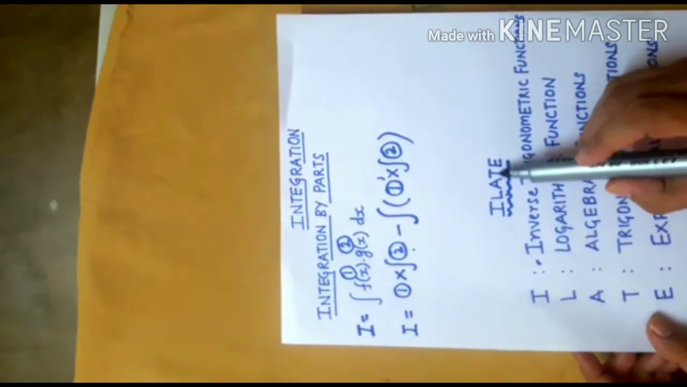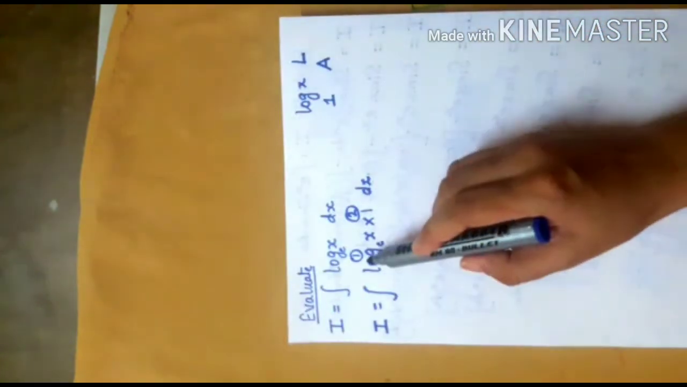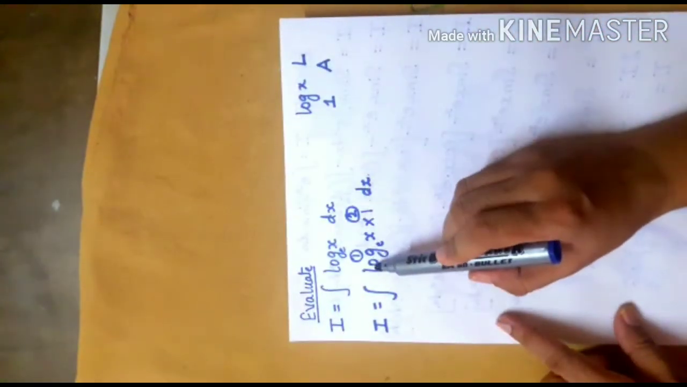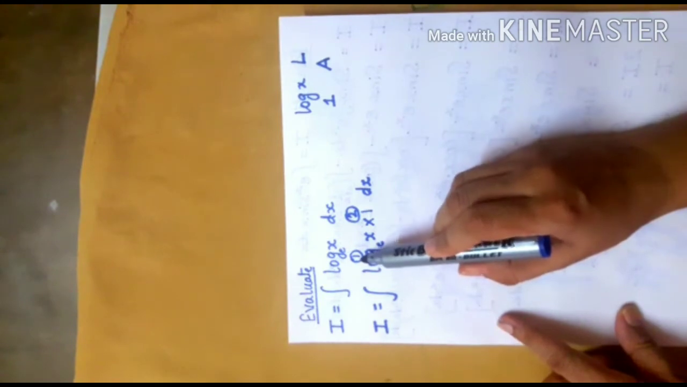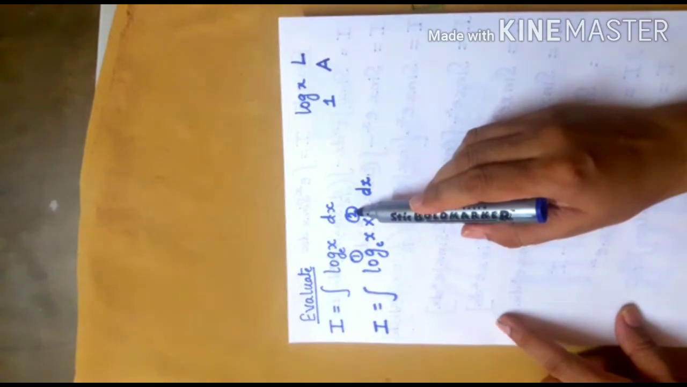Now, in ILATE, L comes before A. So L will be the first function, that is log x will be the first function, and 1, which is the algebraic function, will be the second function.